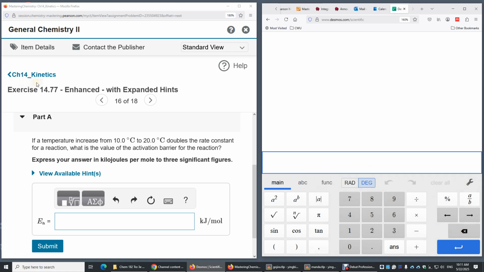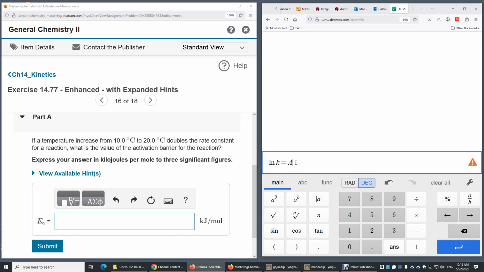Chapter 14, Kinetics, Exercise 14.77. If a temperature increase from 10 to 20 degrees Celsius doubles the rate constant for a reaction, what's the value of the activation barrier? We'll use the Arrhenius equation.